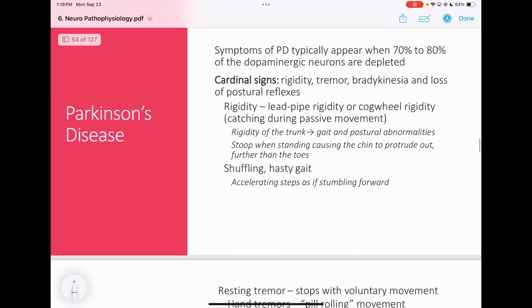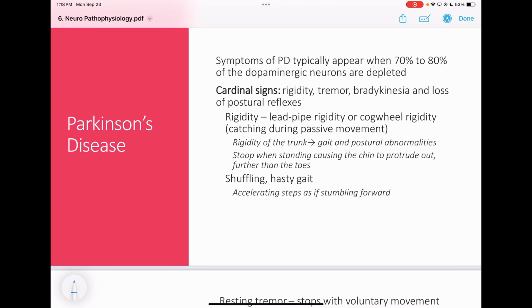So cardinal signs of Parkinson's appear when about 70 to 80% of those dopaminergic terminals are destroyed. Just like with the kidneys, you have to have like 60 to 70% of those nephrons destroyed before you start seeing signs and symptoms. Same thing with the substantia nigra. 60 to 70% destruction before you start seeing some symptoms of it. So rigidity, tremor, bradykinesia, loss of postural reflexes, the TRAP signs.